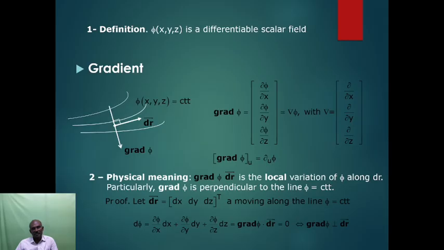That is del phi. So what is del? It's a differential operator: dou by dou x, dou by dou y, and dou by dou z. The physical meaning of gradient is the local variation of phi along dr, so in the direction of dr, how it is varying. Particularly, grad phi is perpendicular to the line of constant phi.